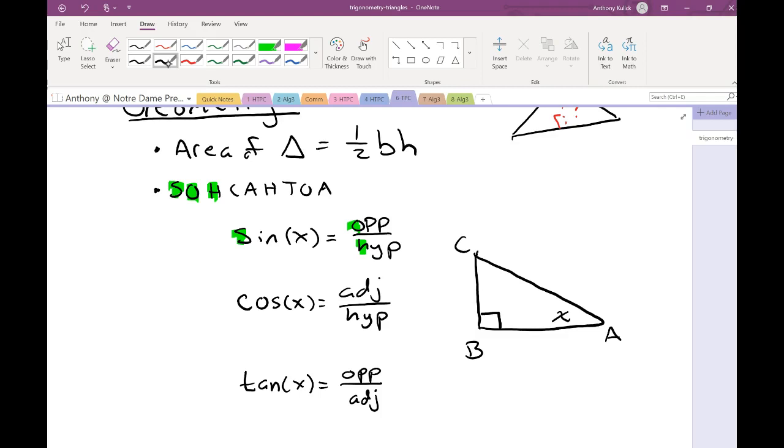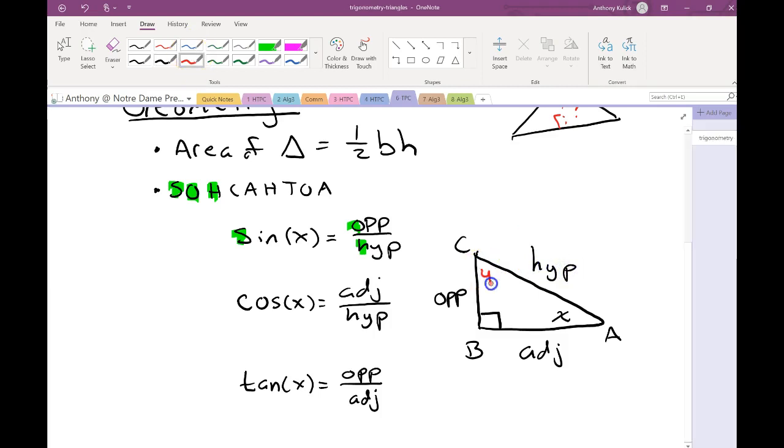So I need to be looking at angle x. Which side is opposite angle x? Matt? Yeah, it's side CB. This is my opposite. Very good. And which side is my adjacent? AB. And then which side is the hypotenuse then? Obviously AC, right?